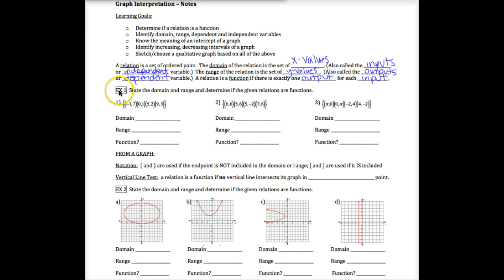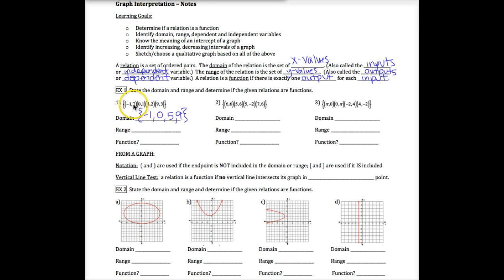So first thing we want to look here in example 1 is look to see the domain. So domain x values are inputs. We want to list them in brackets because they're just single values in this case since we have ordered pairs. List them from least to greatest and don't repeat. If there's a repeated x value, just list it once. So here I've got -1, 0, 5, and 9, and those actually are already in increasing order. So these are the values for our domain.